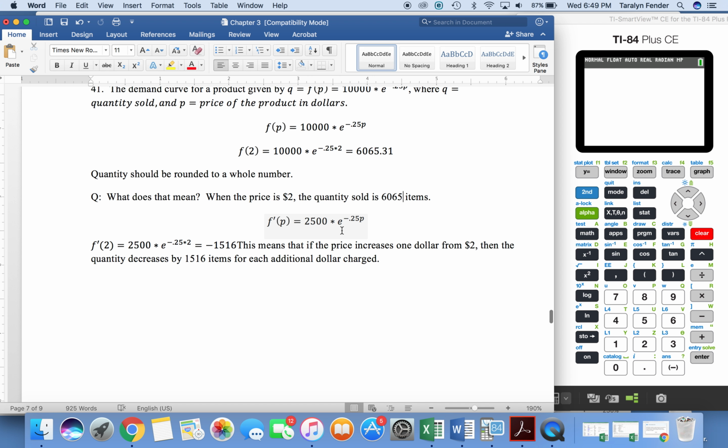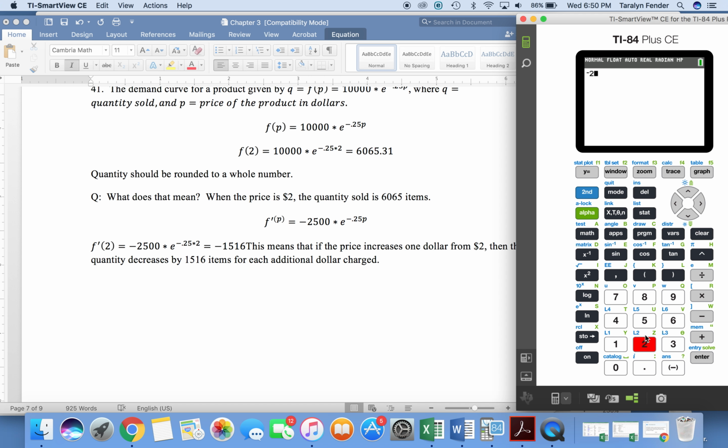The derivative is 10,000 times negative 0.25, that gives me negative 2,500, and then times e raised to the negative 0.25P. So now we have negative 2,500 times e raised to the negative 0.25 times 2. That gives me negative 1516. So I'm going to plug that in just to make sure it is correct.